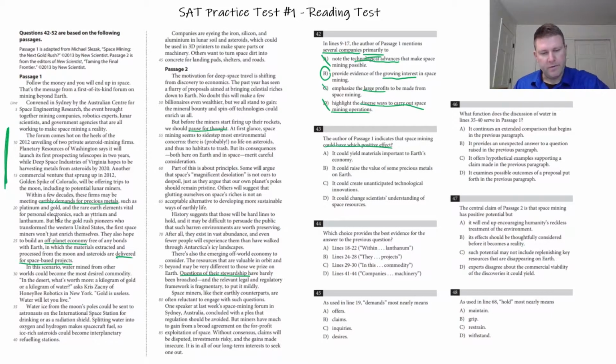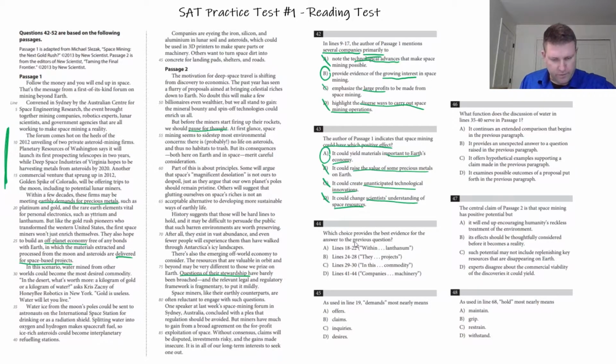So if we look at A, it could yield materials important to Earth's economy. That's exactly what we just read. So this is a really strong answer. Let's leave that around. And then B, it could raise the value of some precious metals on Earth. He didn't actually say that. So B, no. And then C, it could create unanticipated technological innovations. Maybe so, but he didn't talk about it, so C is no. And then D, it could change scientists' understanding of space resources. Again, he didn't mention that. D is out. So A it is.